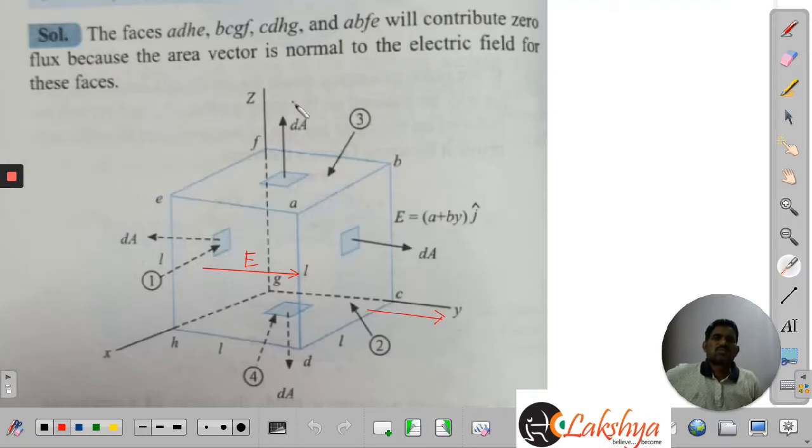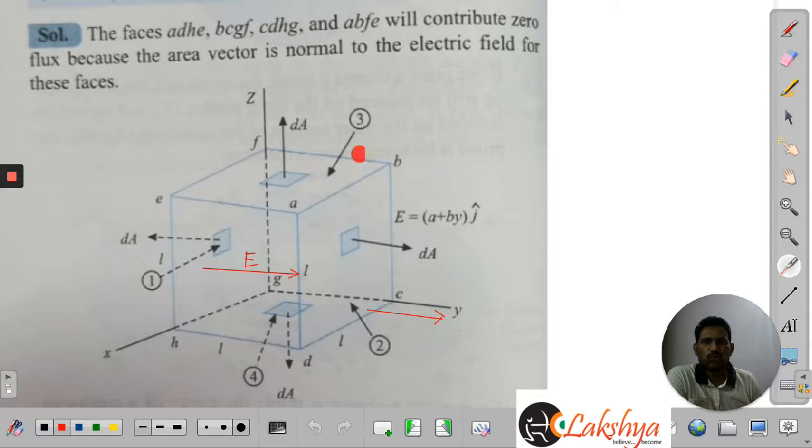That means we need to calculate the net flux passing through this total cube, and after calculating the net flux we can apply our Gauss law. The net flux is equal to q by epsilon naught, and from that we can calculate the charge enclosed by this Gaussian surface.